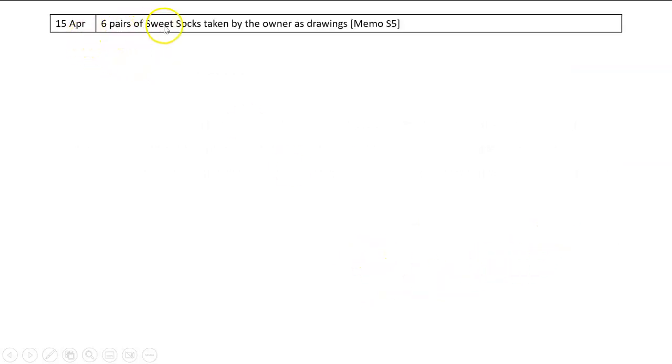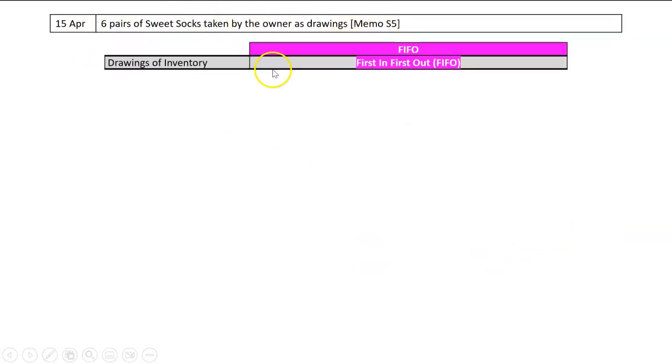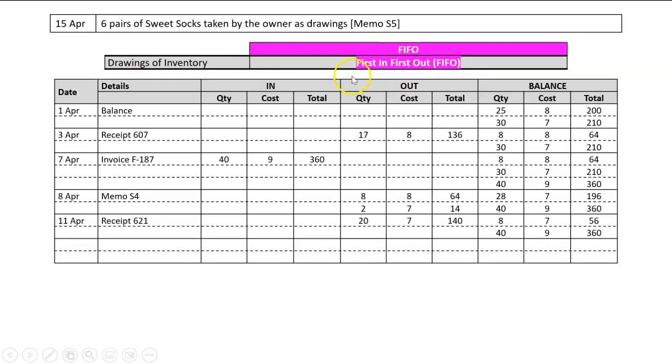On the 15th of April, 6 pairs of sweet socks were taken by the owner as drawings, memo S5. We learned in a previous chapter the owner is allowed to withdraw their capital in whatever form of asset they want. Usually it's cash, but it can also be inventory. So that means in this system we do first in, first out.